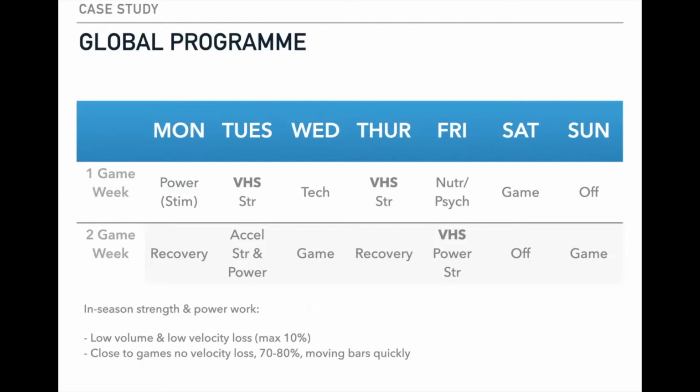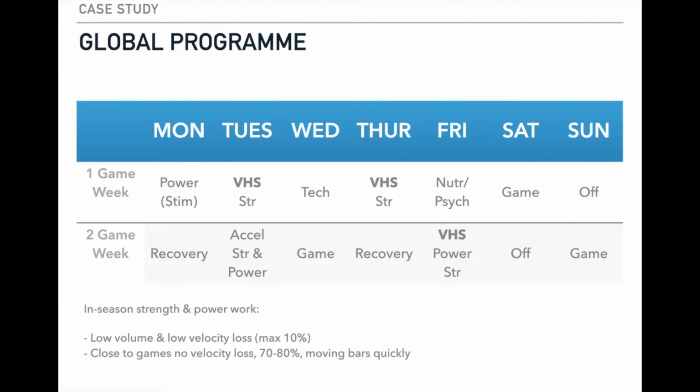In a 2-game week, where there was a game on a Wednesday and a Sunday, we would typically only do the unresisted accelerations on the Tuesday, pretty low volume, 3 to 4 in the session, and we'd save the very heavy sled session for later in the week, on the Friday, when we knew he didn't have a game on the Saturday, so we would still get the stimulus in there.